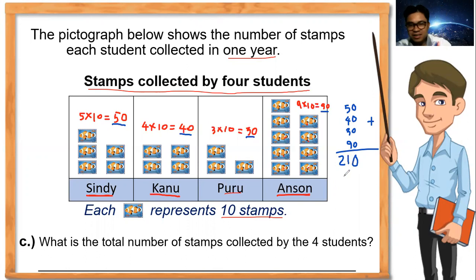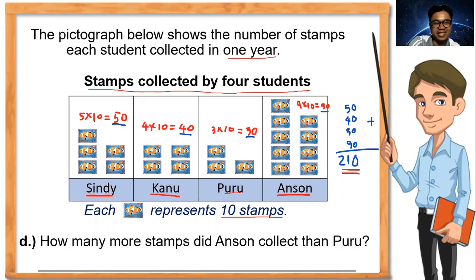21, correct? Yeah, it's correct. It's 21. So, correct answer here. The total number of stamps collected by the 4 students is 210 stamps. That's the total number of stamps collected.